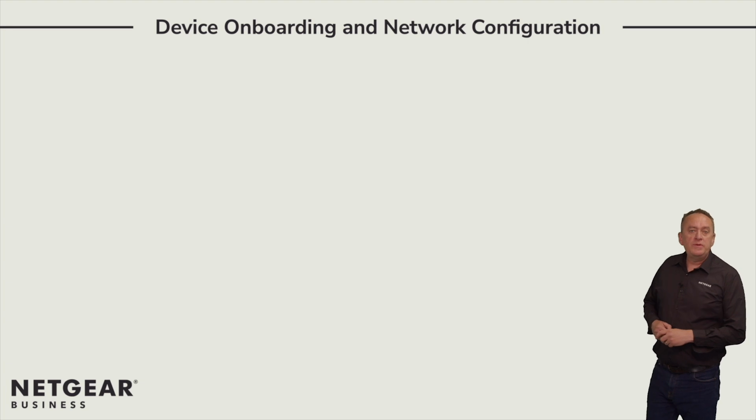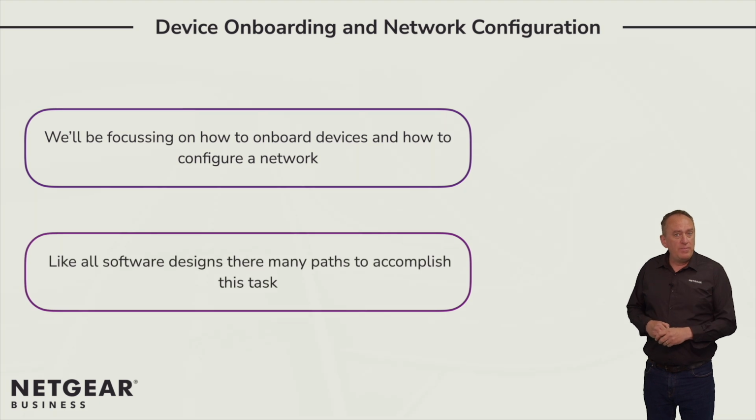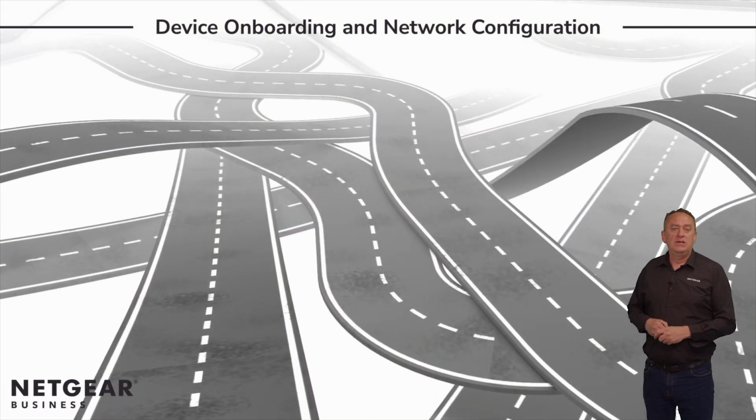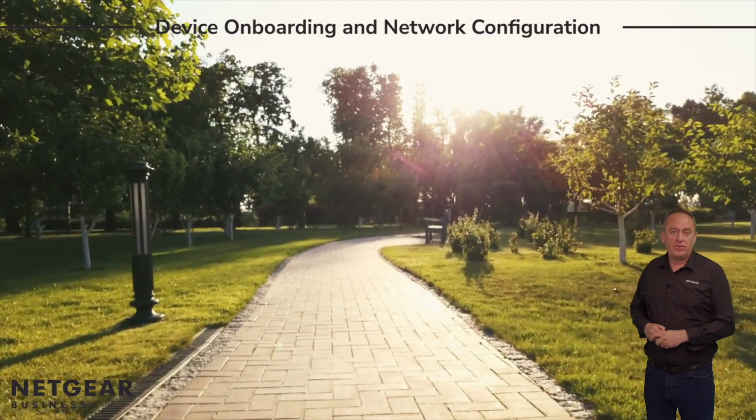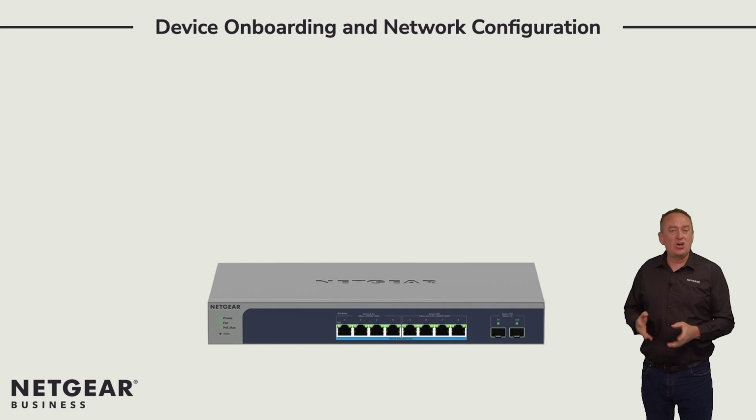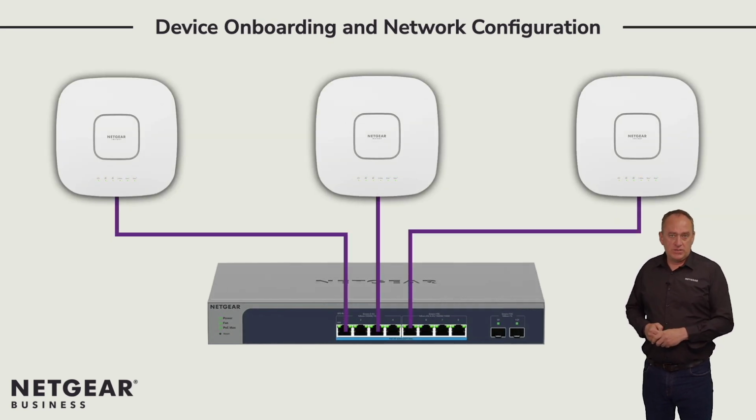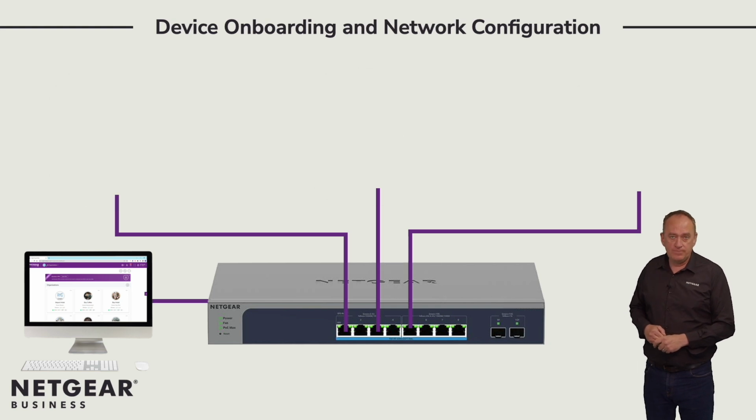In this module, we'll be focusing on how to onboard devices and how to configure a network. Now, like all software designs, there are many paths to accomplishing this task. So to keep things straightforward in this training, we'll follow just one particular path, which is to first onboard and set up a network switch to form the backbone of the entire network. The next job is to onboard the wireless access points by connecting them to the switch. And finally, we need to configure the network switch and access points to create our wired and wireless networks.